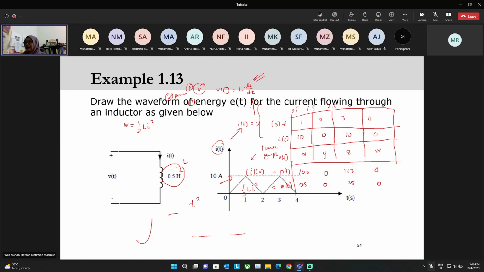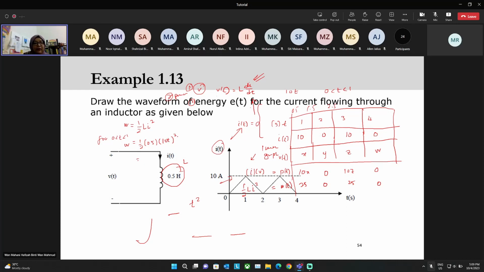Kalau minta equations, then you kena guna kaedah yang saya tunjuk semalam lah. Guna equations ni, dapatkan sebutan dia lah. Contoh kan, antara 0 ke 1, dia punya sebutan I adalah 10T. So, dekat sini untuk cari energy for 0 to 1, W equals to 1/2 L 0.5, I dia adalah 10T kuasa 2.